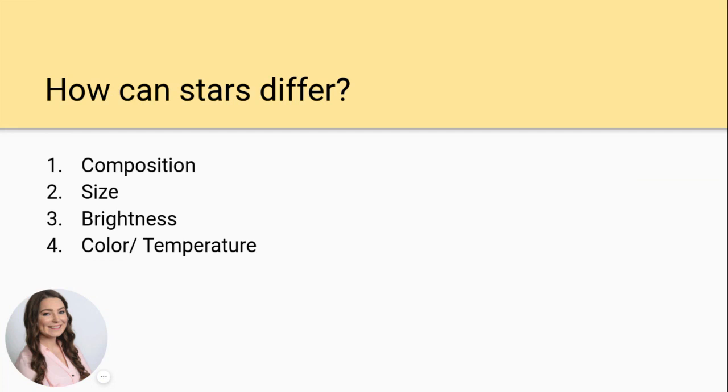We can look into the sky during the day or night and notice that there are differences among the stars. There are 4 ways that we will be discussing that stars can differ: composition, size, brightness, and color and temperature.